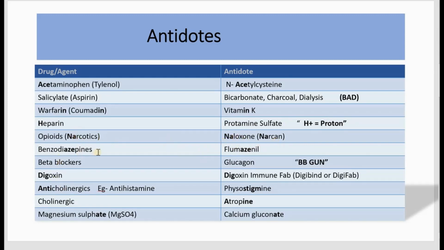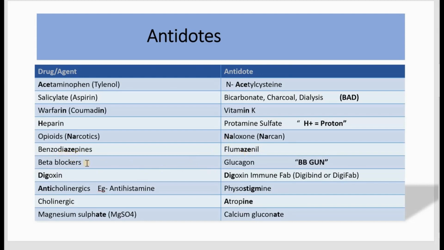Now, benzodiazepines. Benzodiazepines are anxiolytics. They are used to treat anxiety. They also have a sedative effect and are used for alcohol withdrawal. Examples: alprazolam, diazepam, midazolam, etc. And the antidote is flumazenil. Both words have the letters AZE in them, AZE.